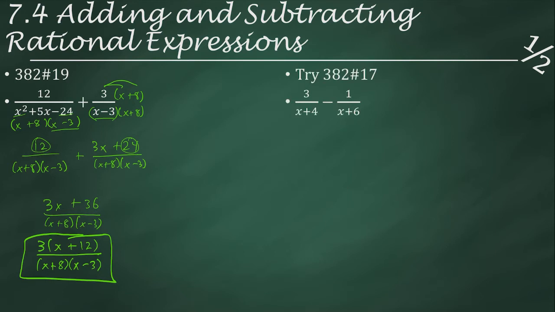Why don't you pause this and try number 17. The answer should be 2 times (x + 7) over (x + 4) times (x + 6).